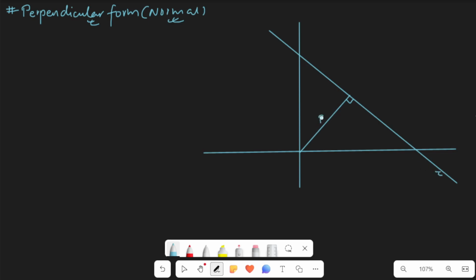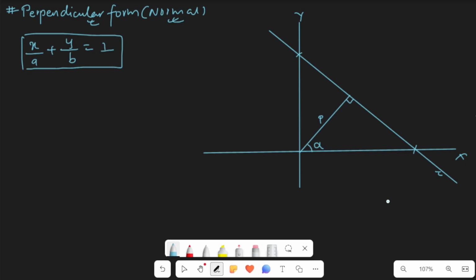Now let's call this P. P is the length of the perpendicular, and let's call this angle alpha. This is the x-axis, this is the y-axis. So now we'll find these 2 points, the x-intercept and y-intercept, and we know the equation of a line is given by this in intercept form.